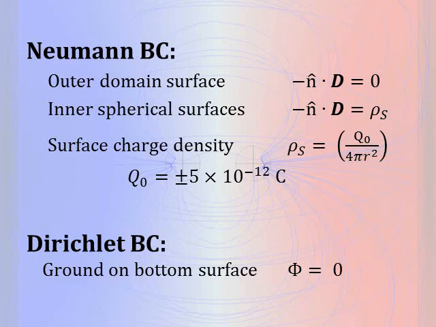The Neumann boundary conditions that were implemented were 0 charge at the outer boundaries of the box and opposing surface charges on the inner spheres. The Dirichlet boundary condition was setting the scalar potential to 0 on the bottom plate.